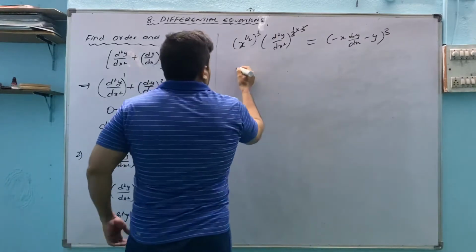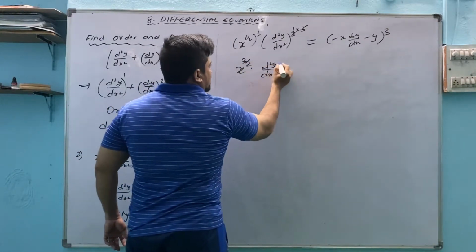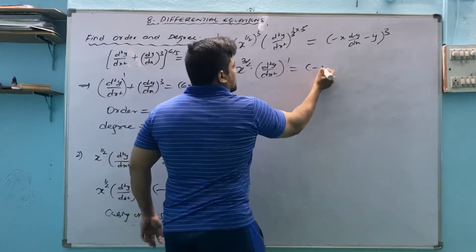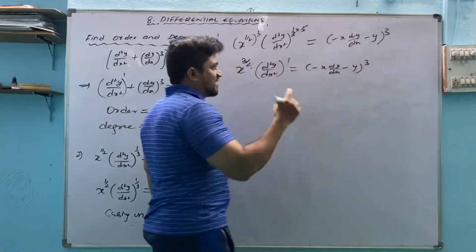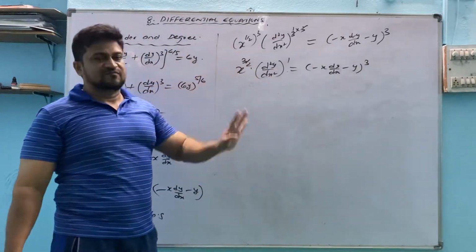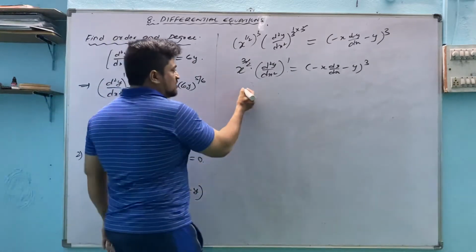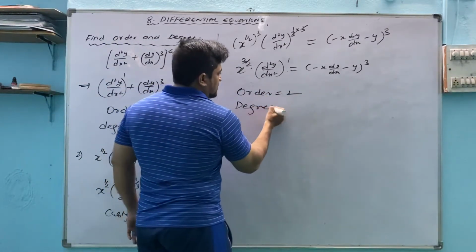Now this is x power 3 by 2, d square y by dx square, it has power 1. Here no need of any simplification because we don't find fractions here. Fraction is there for variables, it's okay, but derivative values do not have any fraction. So order we will write, order is 2, degree is 1.